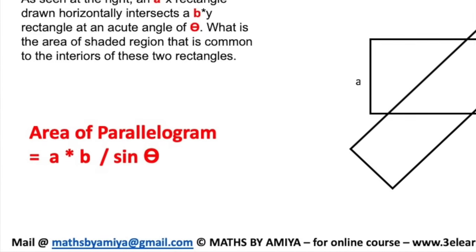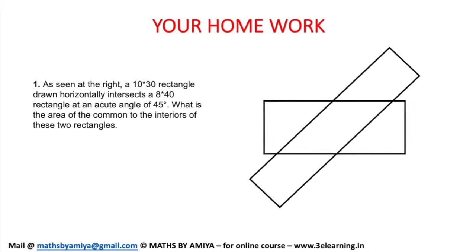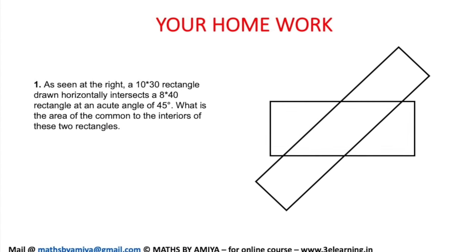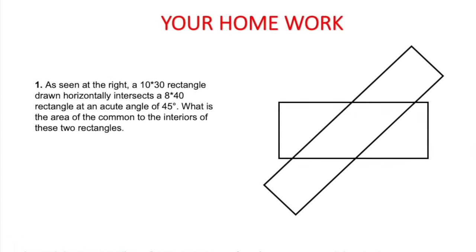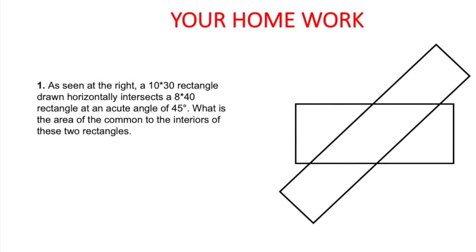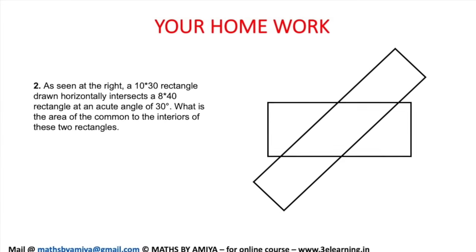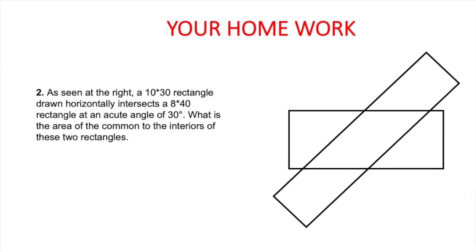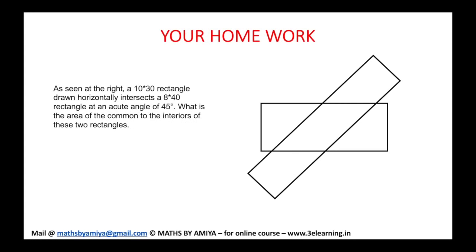Now you have your homework, and the homework is as seen at the right. You have a 10 by 30 rectangle and an 8 by 40 rectangle. What is the area common to the interior of the two rectangles? This is question number 1. And for question number 2, all data remains the same, only the angle is 30 degrees. So find the answer. Please post the answer of question number 1 and question number 2 in the comments.